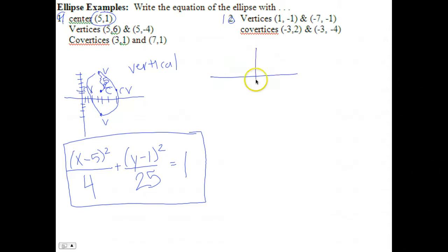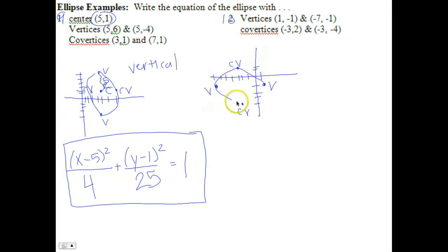All right, number 10, once again, a picture can be helpful. So we have (-1) as a vertex. Then we have (-7, -1) as a vertex. Then (-3, 2) as a co-vertex. And then (-3, -4) as a co-vertex.